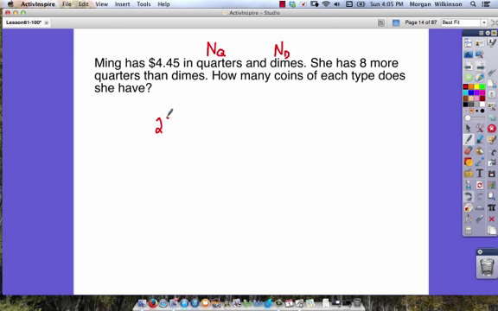So quarters were 25 cents. So 25 times the number of quarters plus 10 times the number of dimes, because a dime is worth 10 cents, is going to be equal to 445. Next, we've got to go ahead and write out what our equation is going to be for the amount that each of them have. She has 8 more quarters than dimes. So the number of dimes plus 8 is going to equal the number of quarters, because it says she has 8 more quarters than dimes. So we'd have to add 8 to the number of dimes to get to the number of quarters.